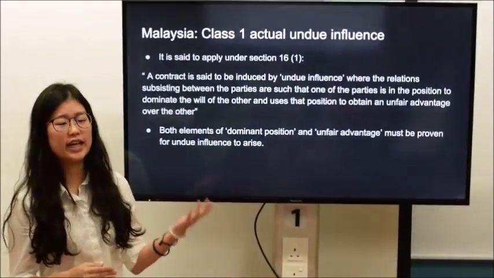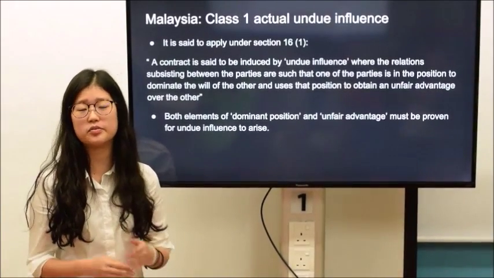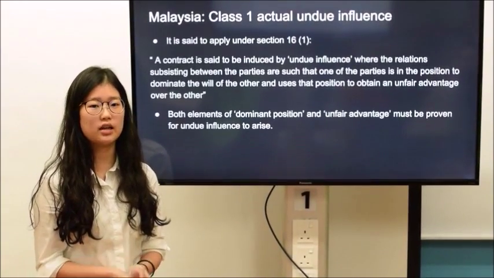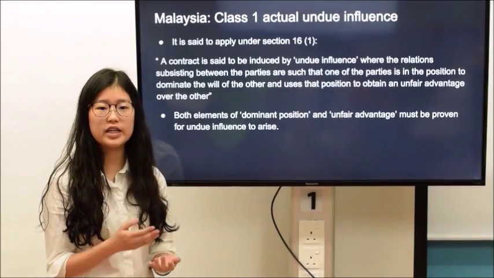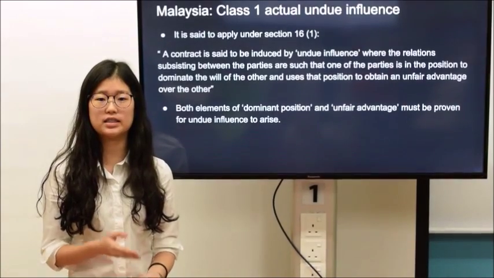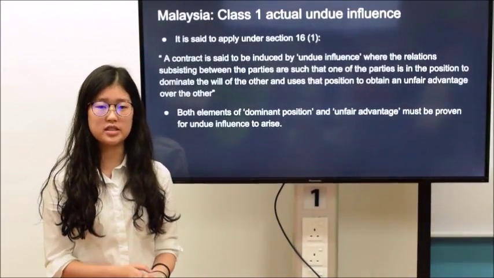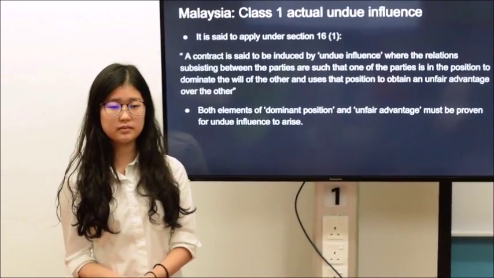In Malaysia, actual undue influence is said to apply under Section 16, Subsection 1 of the Contract Act 1950. It is stated that a contract is said to be induced by undue influence where the relations subsisting between the parties are such that one of the parties is in a position to dominate the will of the other and uses that position to obtain an unfair advantage over the other.